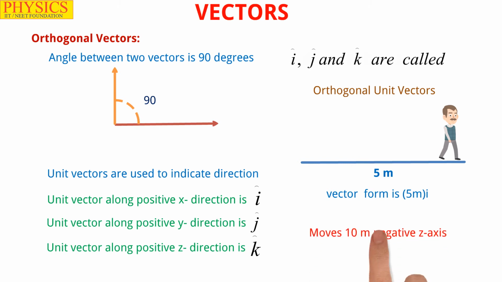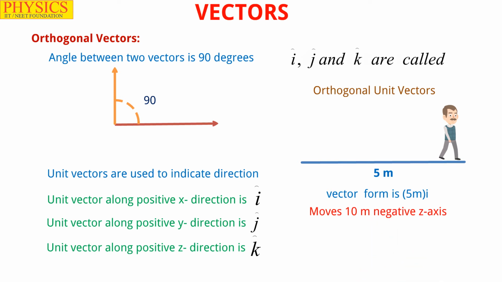Similarly, if a man moves 10 meters along negative z-axis, what can be his vector? Very good. It can be written as minus 10 meters k cap. Why did we use minus? Because it is negative z-axis. Positive z-axis is k cap. Negative z-axis is minus k cap. Now tell me the vector form of a car that moves 4 meters along negative y-axis. Yes, the answer is minus 4 meters j cap.